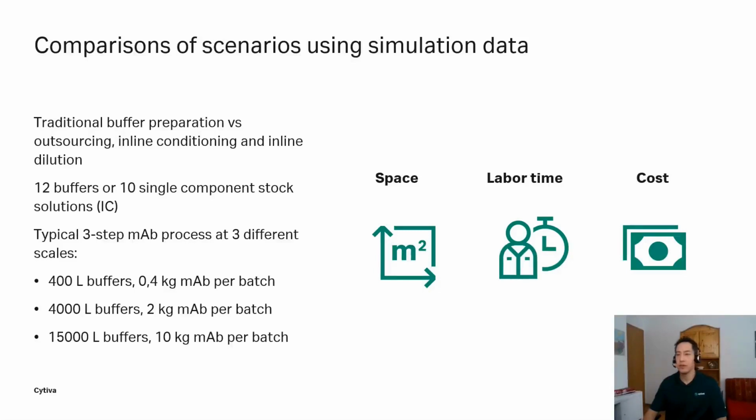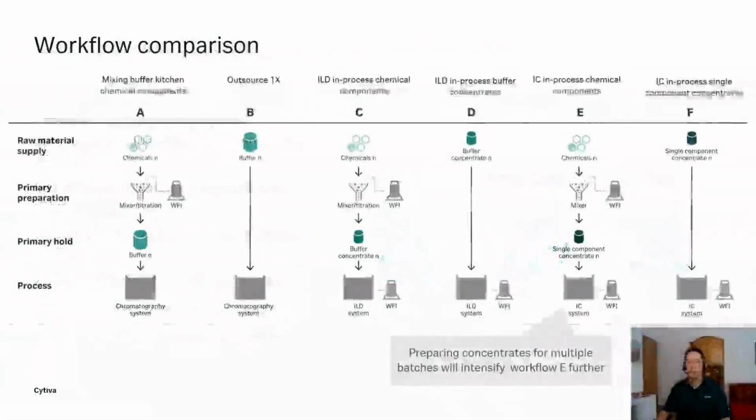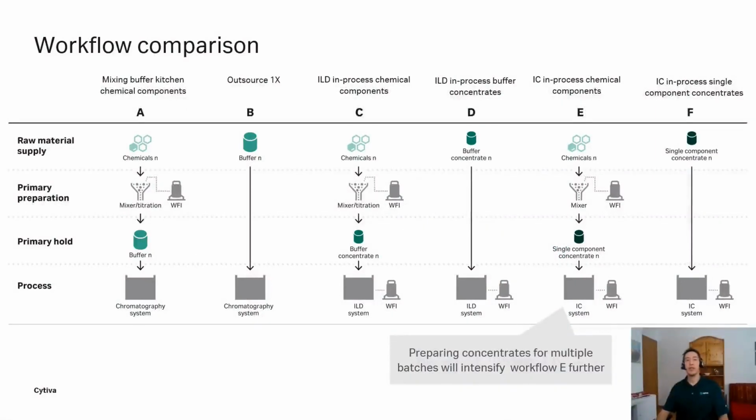Here we have a more detailed view of the different approaches that were taken for this simulation. Workflow A is the traditional buffer manufacturing approach. One can see that the overall process was taken in the following buckets. The first one was upon receiving the individual chemical components as raw materials. The primary preparation would be formulating, weighing the buffers, mixing and titrating the buffers. And then there is a hold area where the buffer is fully prepared and ready to use. And eventually it is used within the chromatography system.